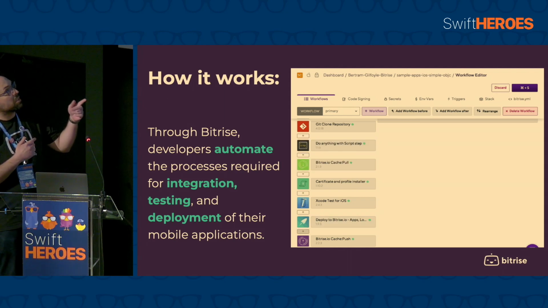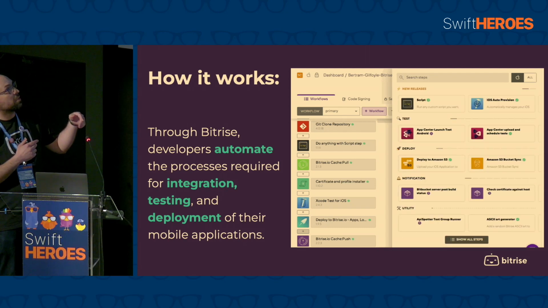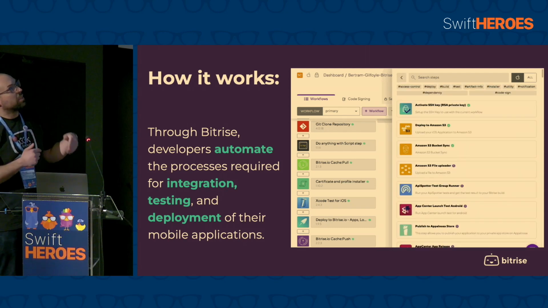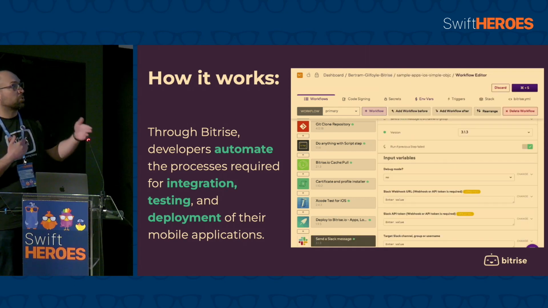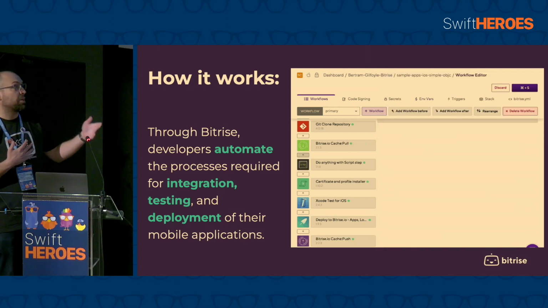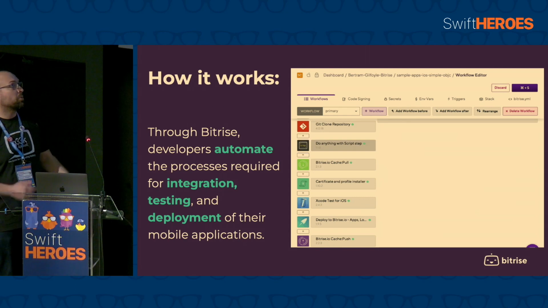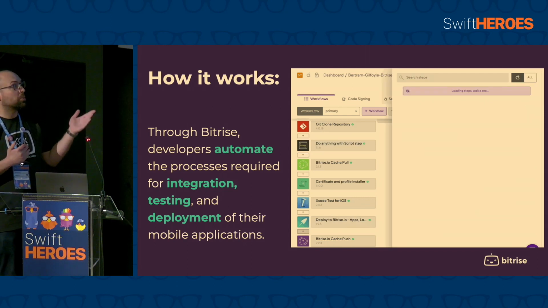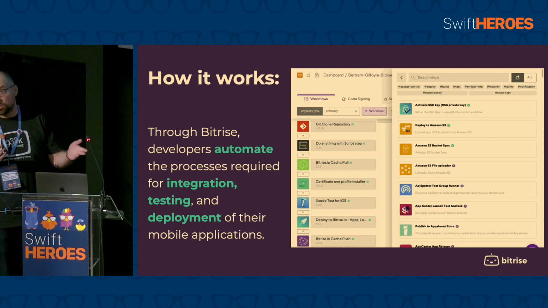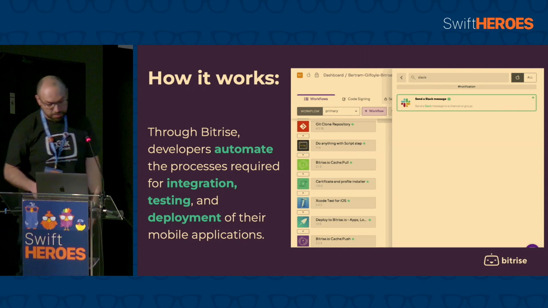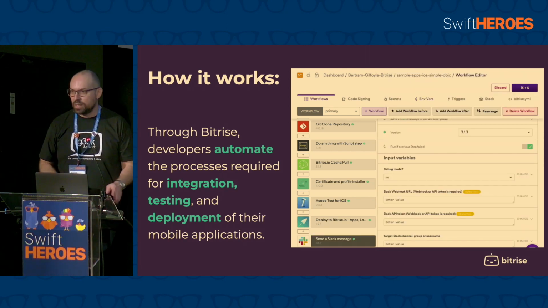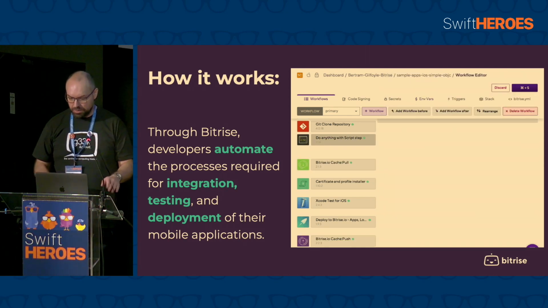For example, in this GIF, there's a cloning step. Then you do something with a script. Then you pull a cache. You install your provisioning profile and certificates. Then you run some tests. You deploy so that your QA team can download your app or view your test reports, and then you push the cache. So it's very easy to start using Bitrise.